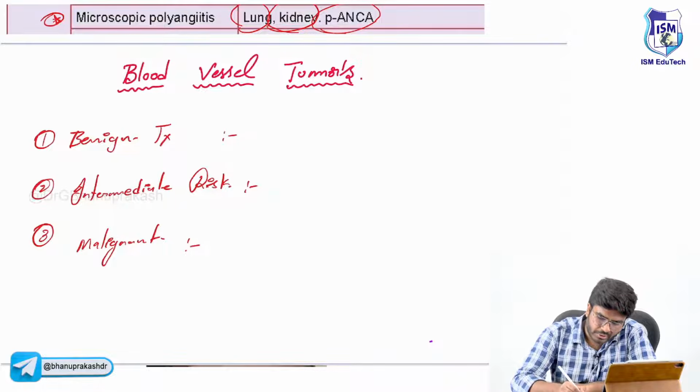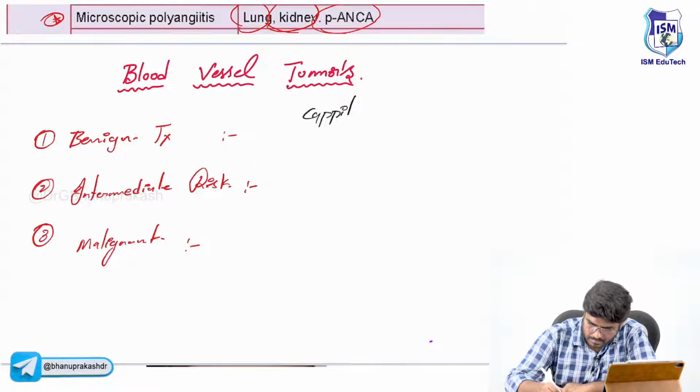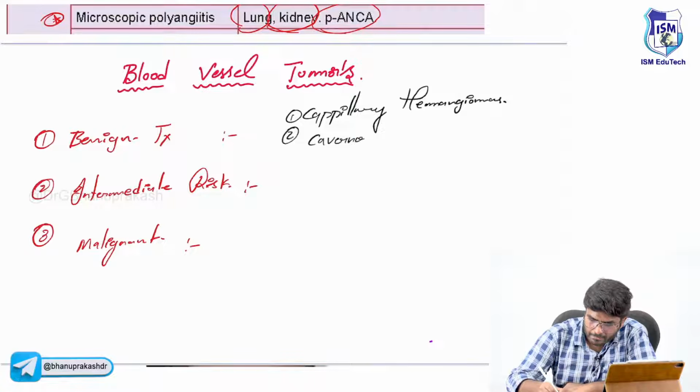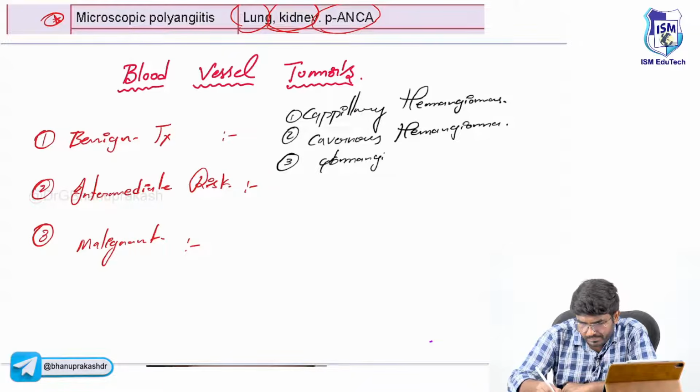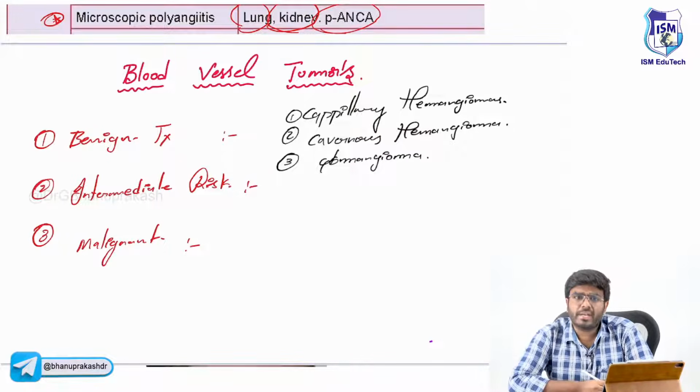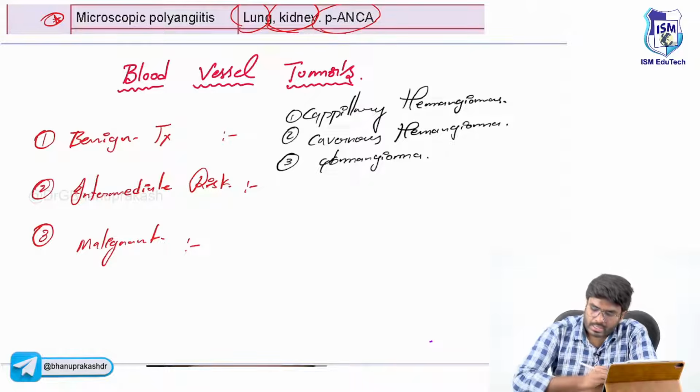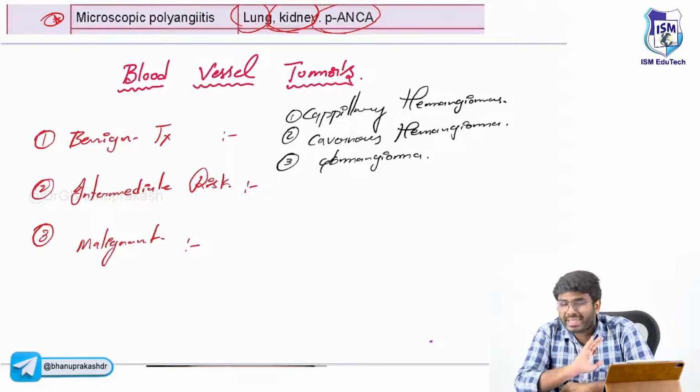Now what are the benign tumors that you need to know? The first one is capillary hemangioma. Second one is cavernous hemangioma. And third one, glomangioma. So there are three types of benign tumors: capillary hemangiomas, cavernous hemangiomas and glomangiomas. All these are benign tumors. They are not cancers.